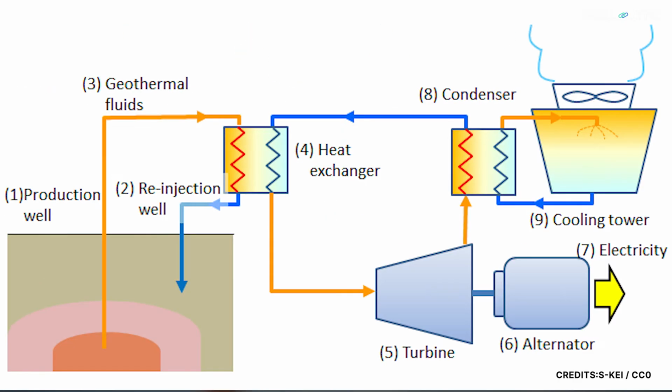The last type is called the binary cycle system. They can work at low fluid temperatures because they use a working fluid having a low boiling point. Thus, they provide relatively low efficiency.